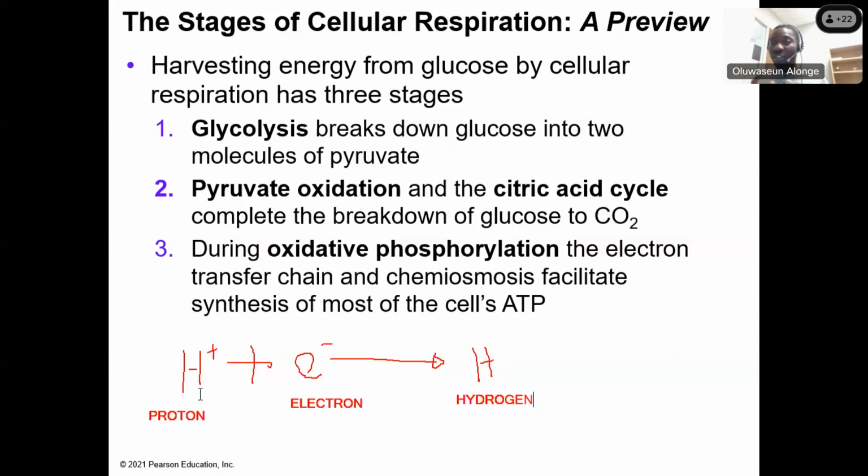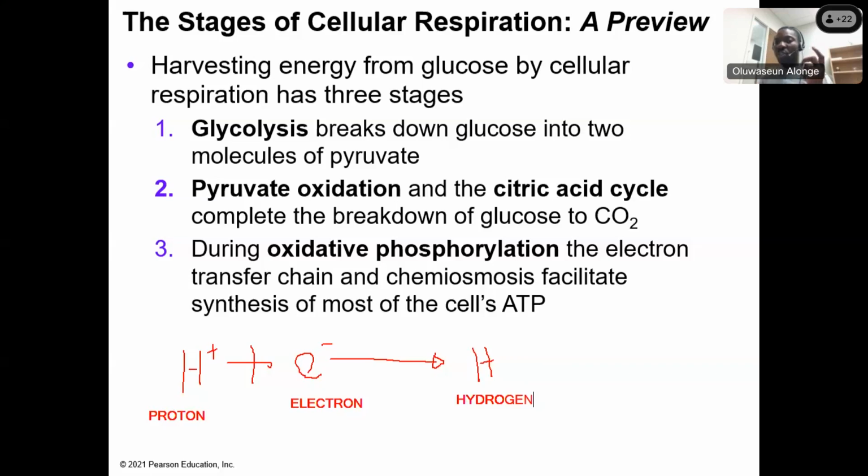So anytime electron falls, don't forget that as a rule. Anytime electron falls, it follows. And they produce hydrogen. And that is actually the source of water molecule that is produced at the end of cellular respiration, which I'll show you.